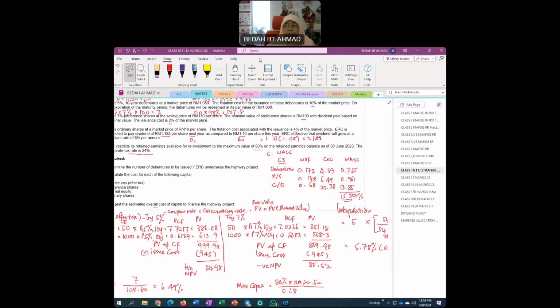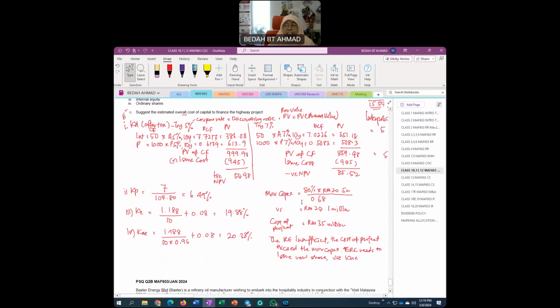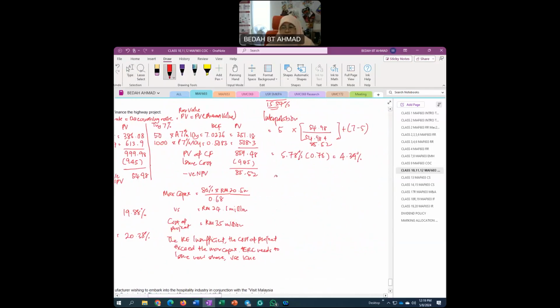So your WACC. Okay, so question C is done already. Question A: you need to determine the number of debentures, or the number of bonds, issued.